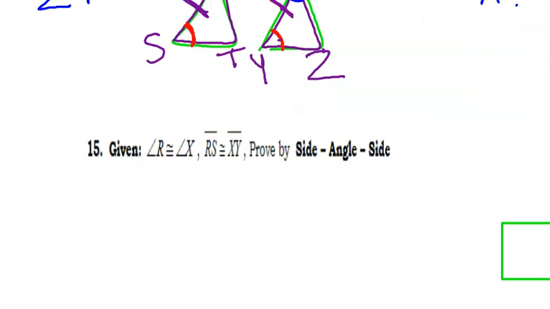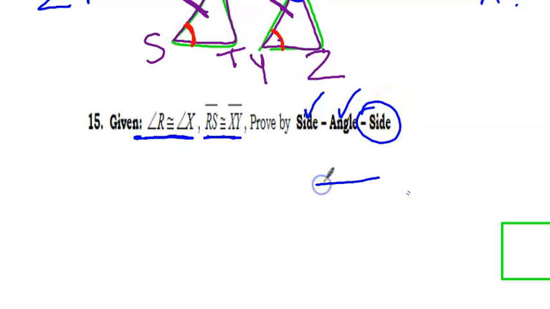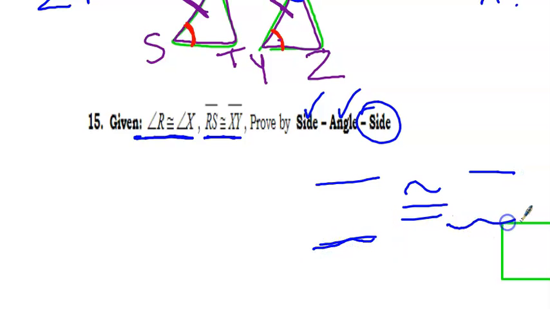The last one, again, is side, angle, side. Again, draw your triangles. You are given an angle and a side, so what else do you need? You have a side and an angle, you need another side. So draw it and figure out what two sides have to be congruent in order to prove side, angle, side.